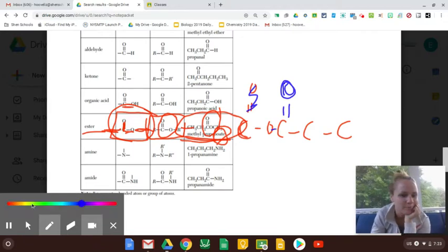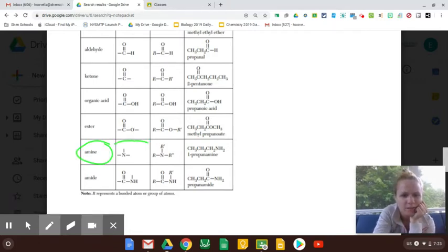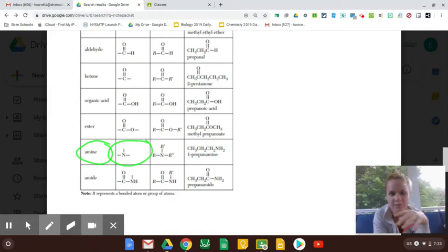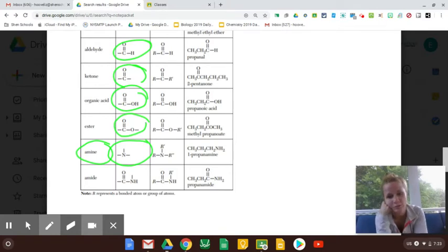Okay, on to amines. Let's see. Oh, good. No more of those double O's. We had a whole bunch of double O's in the middle. So again, these are going to be annoying. You need to look carefully, but you don't need to memorize. You just need to look at this chart.